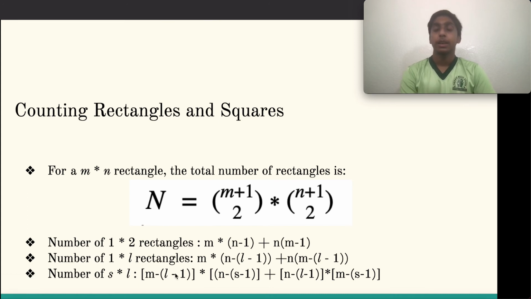M minus L minus 1 times n minus S minus 1 plus n minus L minus 1 times m minus S minus 1. You're probably noticing some similarities between the formulas, so try to use this to help you remember them better. But again, this is just the number of ways that you can find these different rectangles. So we went over triangles before, but now we're into rectangles: the number of rectangles you can find in this bigger rectangle given these values.